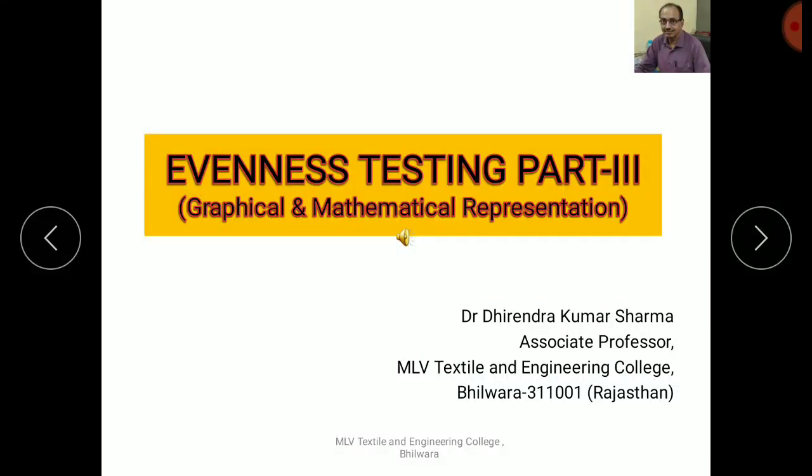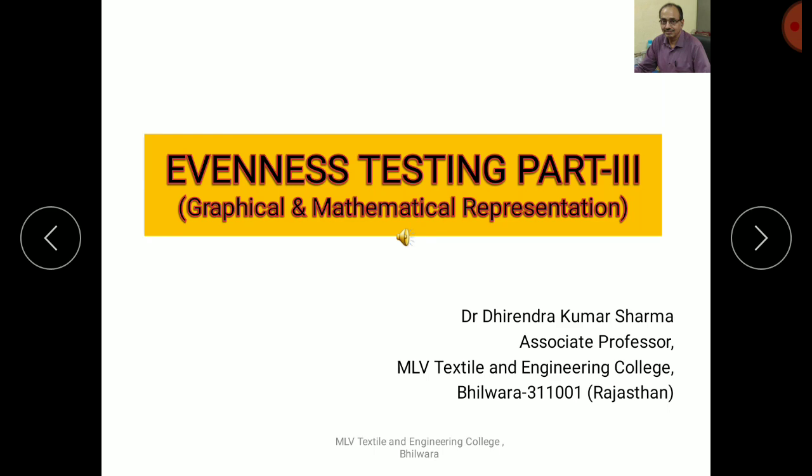Dear students, today we will discuss graphical and mathematical representation for U percent and CV percent. Let us recap whatever we have discussed in the previous two lectures. First, most of the variations in mass per unit length are related to other variations like variations in twist, variation in strength, and other characteristics. So if somehow we can control the variations in mass per unit length, we can control other variations also.